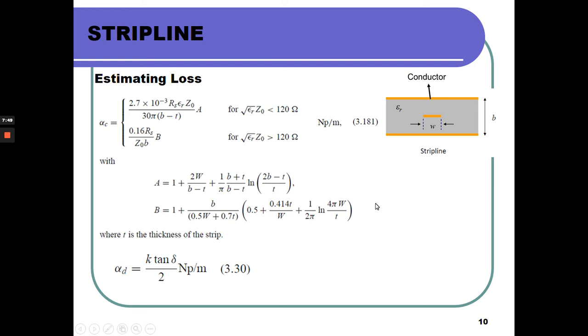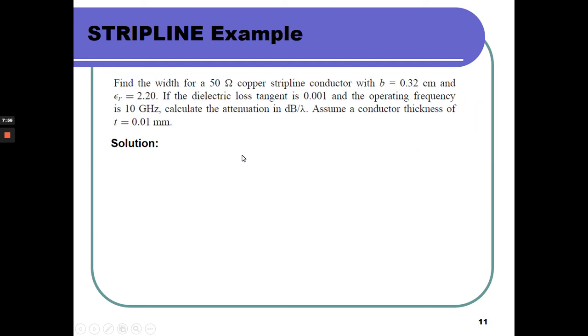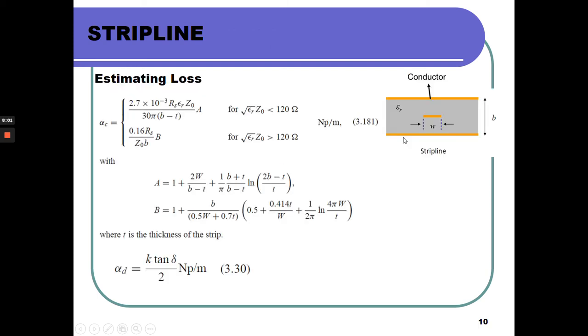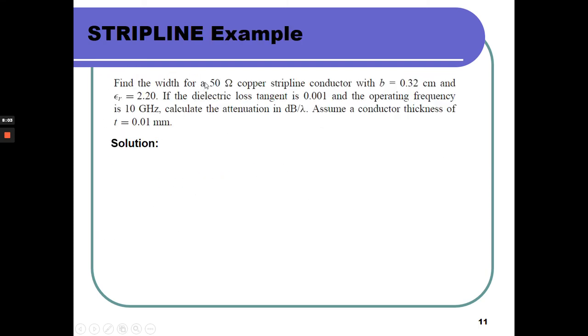So we move into our example. The example says to find the width of the, so remember we need to find the width, this width. So we need to find the width for 50 ohm copper. The characteristic impedance Z0 is given, stripline conductor with B is given, ER is given, and the loss tangent is given, and the operating frequency is also given. So we need to find the attenuation, and the conductor thickness T is given also.